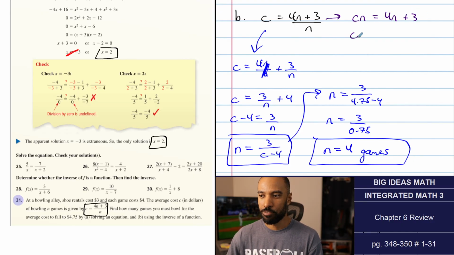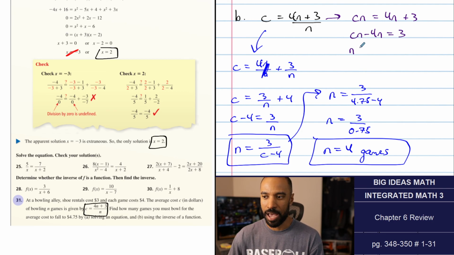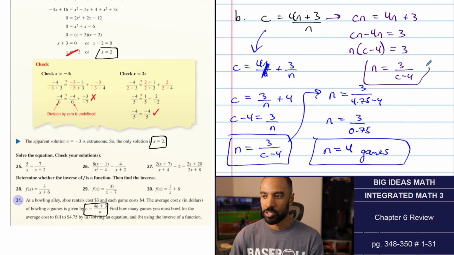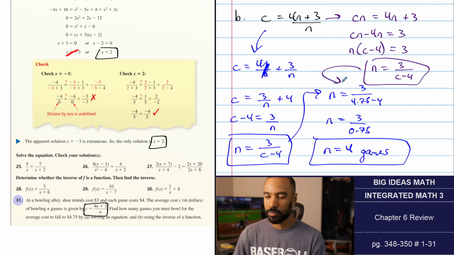I'm going to subtract 4n from both sides to get all n's on one side of the equation. Even though they don't combine, n is a common factor. And you can factor it out there. Now we can divide both sides by c minus 4, and you get n equals 3 over c minus 4. So take a look. That actually matches with this one. So they are the same exact thing.